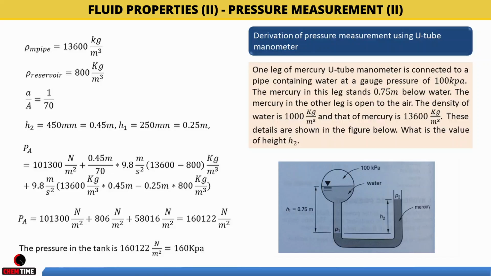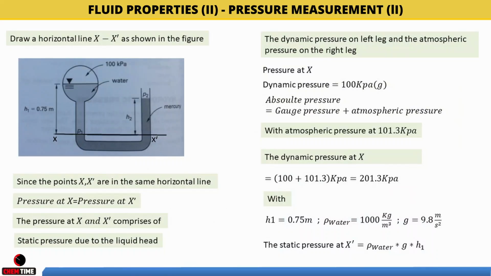Now, as I mentioned, we have to write the pressure equating the pressure at two horizontal planes, and in this case the two horizontal planes are x and x dash as shown in the figure. Pressure at x is equal to pressure at x dash. The pressure at x becomes the dynamic pressure 100 kPa plus the static pressure. So the pressure at x is equal to 100 kPa, that is gauge pressure, plus 101.3, that is absolute pressure, that is 201.3 kilopascal. With H1 is equal to 0.75 meter, density of water 1000 kg per meter cube, G is equal to 9.8 meter per second square.